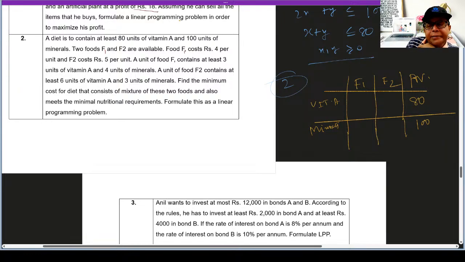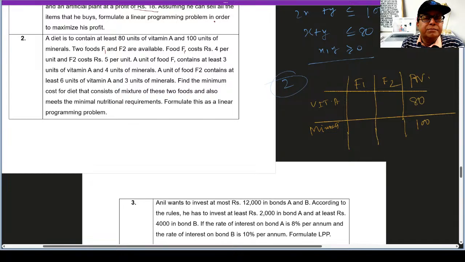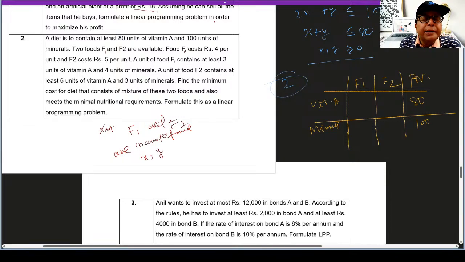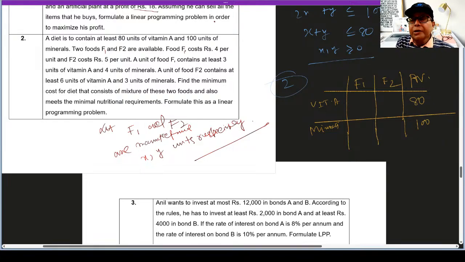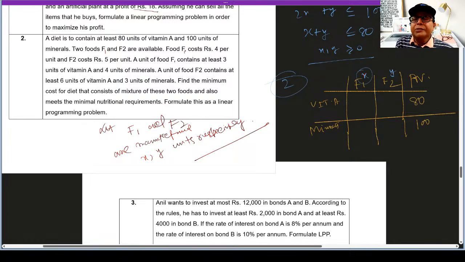Now for vitamin A, 80 units available. So first you consider decision variables as x and y. So let F1 and F2 be manufactured x and y units respectively. So this one F1 you have taken x units produced, and this one y units produced.